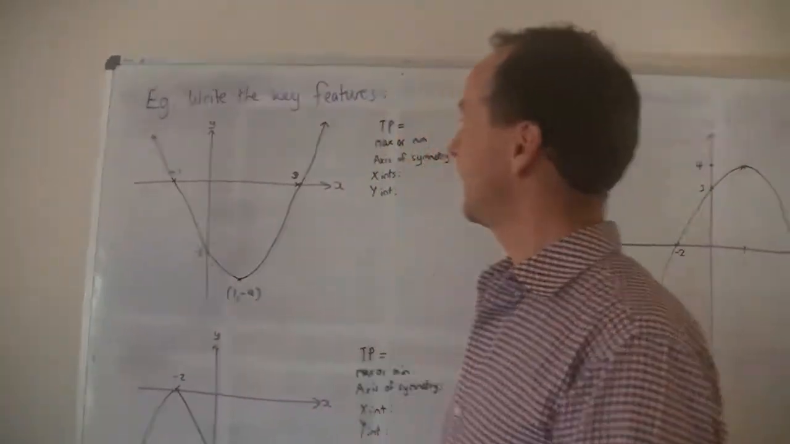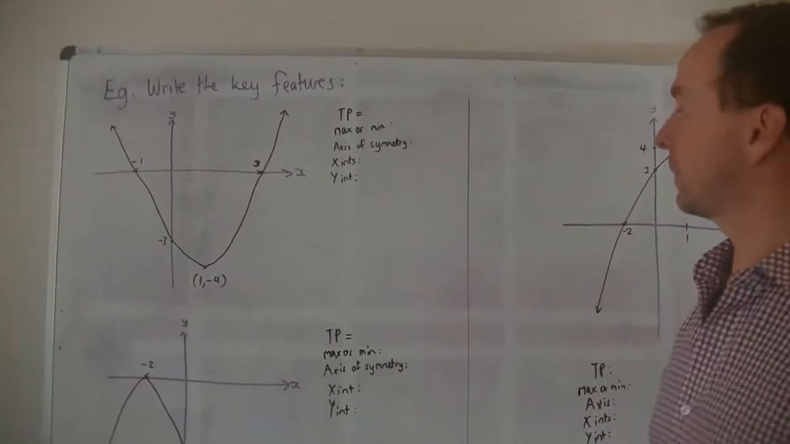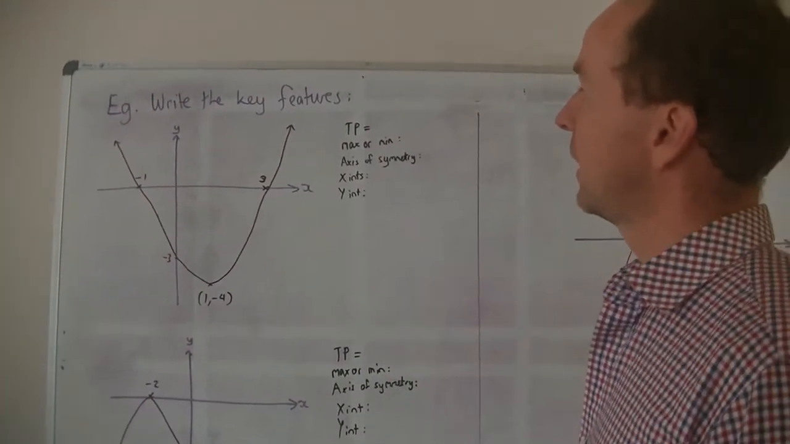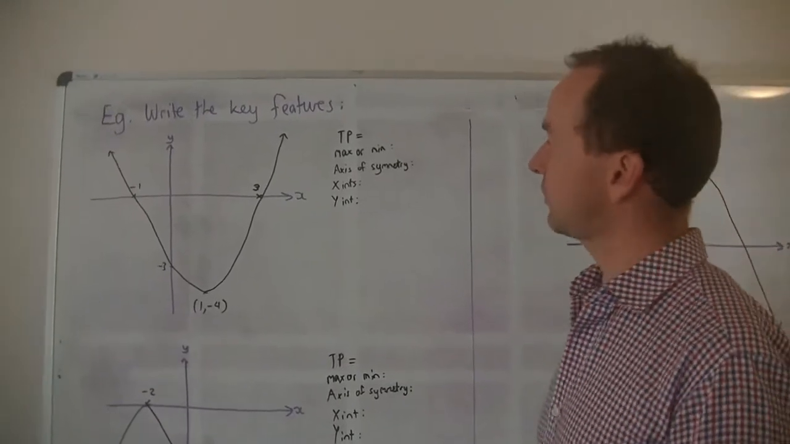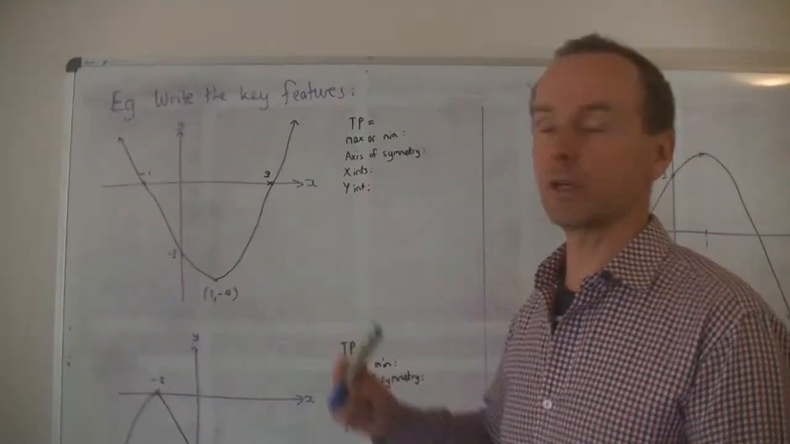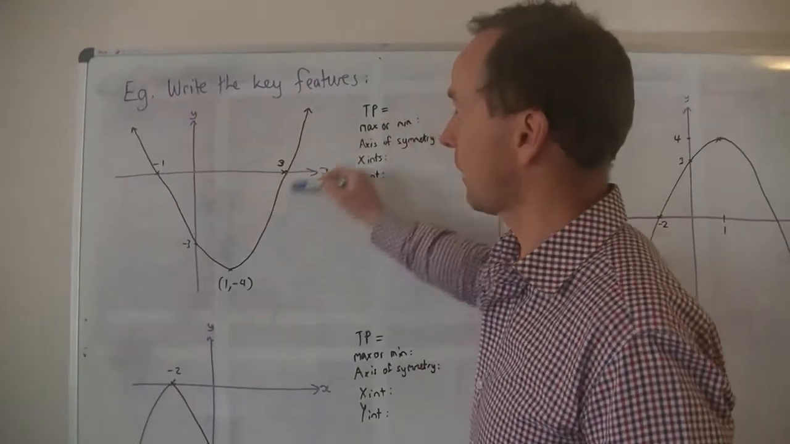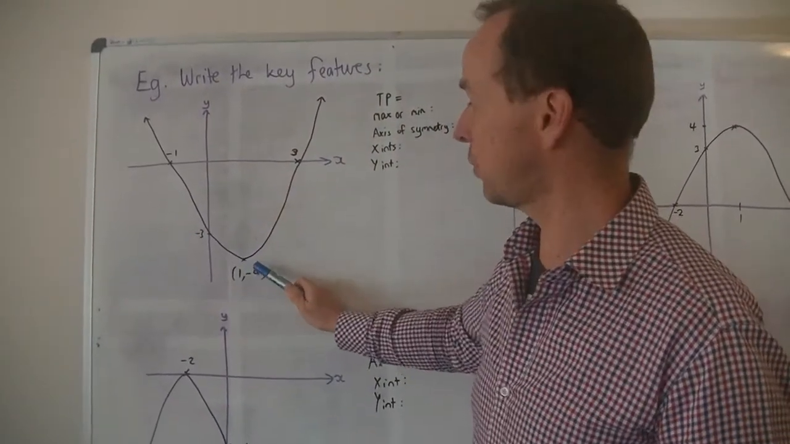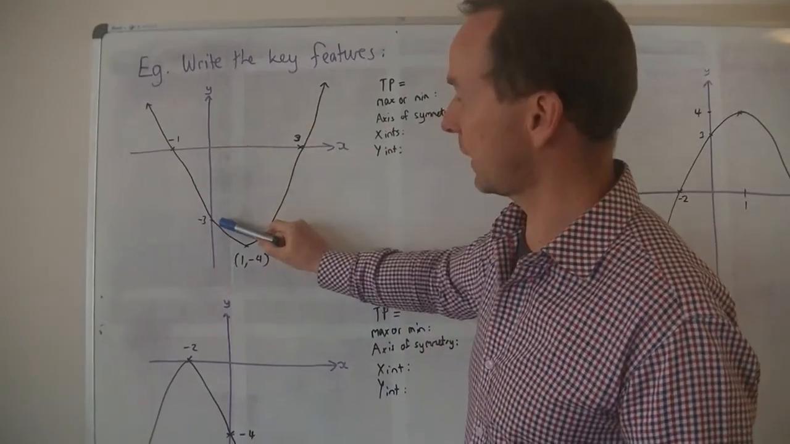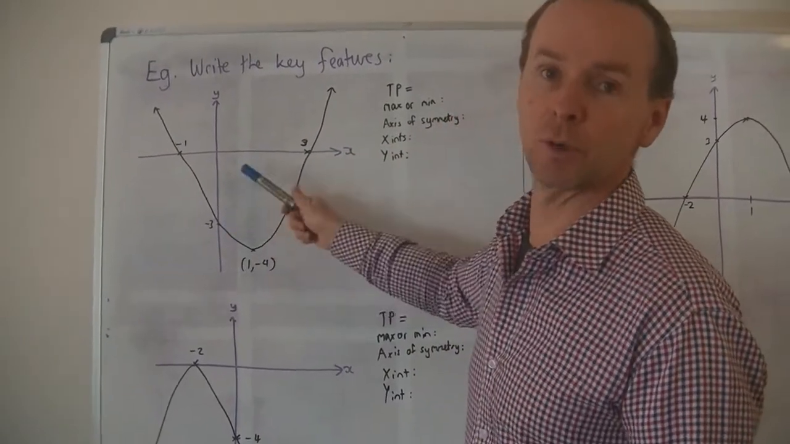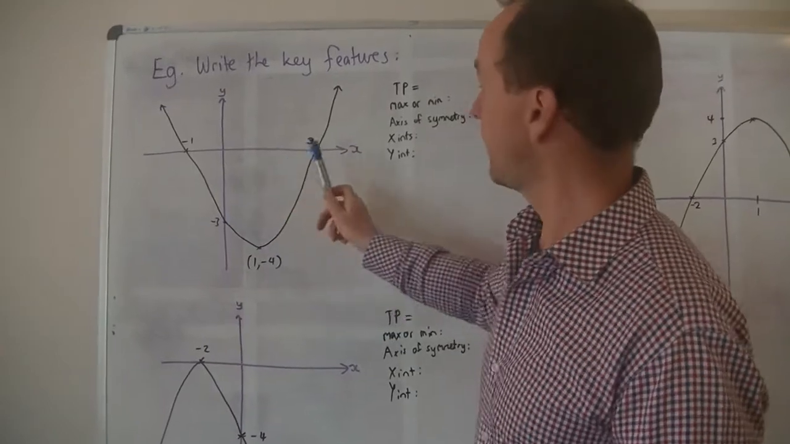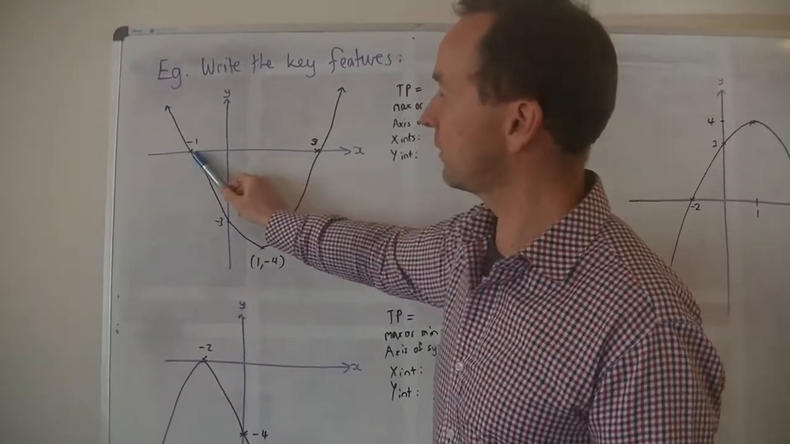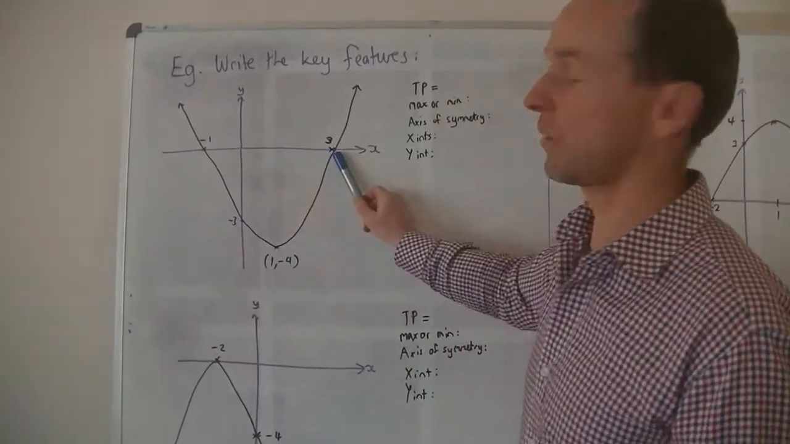Alright, okay, so now we're going to actually do some understanding about the parabolas. Okay, so it says here, write the key features down of this parabola. So let's have a look at it first. We know it's an upright parabola. So we can see the turning point is at the point 1, -4. The y-intercept is at -3, or really it's 0, -3. And then there's two x-intercepts, one's at -1, 0, and one's at 3, 0.